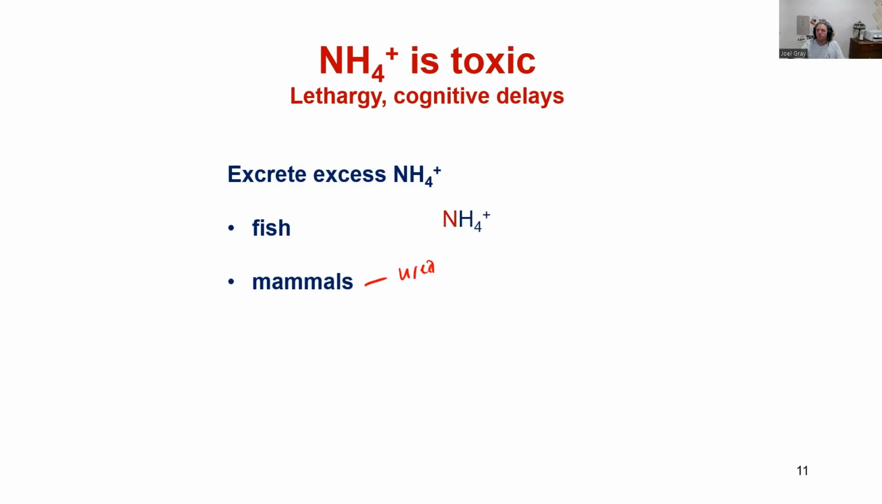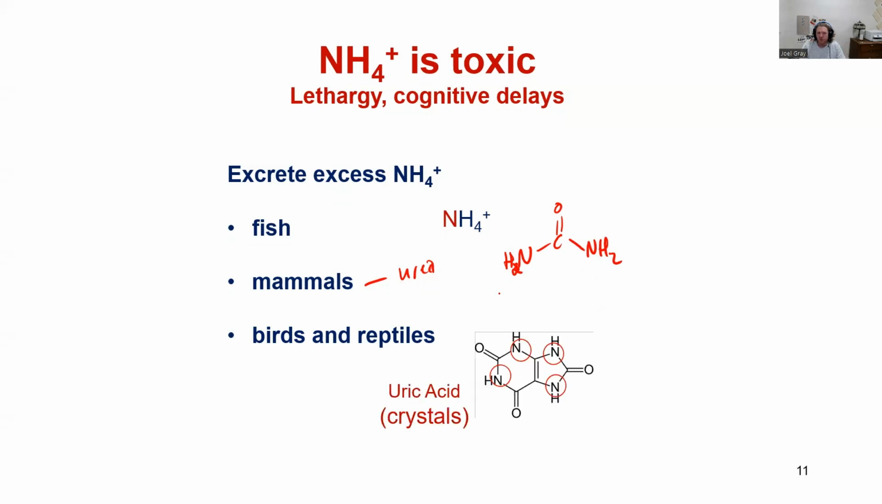We're talking about a molecule that looks like this. So there's urea. We can basically process two ammoniums at a time whenever we're getting rid of urea. Birds and reptiles are going to take any excess ammonia, or ammonium, I'm sorry, and package it into a molecule known as uric acid.